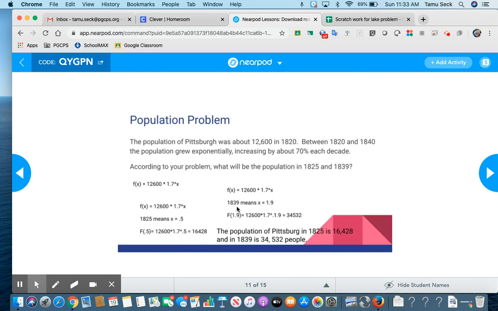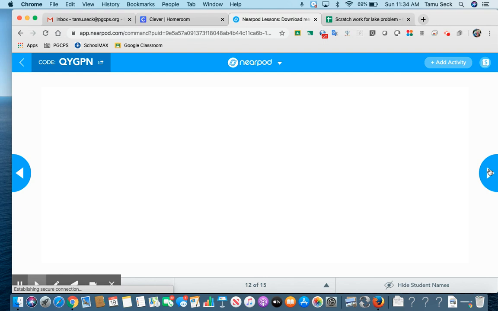The year 1839 means that x is equal to 1.9. Remember, 1840, x was equal to 2. So 1839 means 1.9 decades away from 1820. So f of 1.9 is equal to 12,600 times 1.7 to the 1.9 power, this is the population. So then we answer the question in a sentence. The population of Pittsburgh in 1825 was this amount, and in 1839 was this amount. And we use exponential functions to solve this problem.